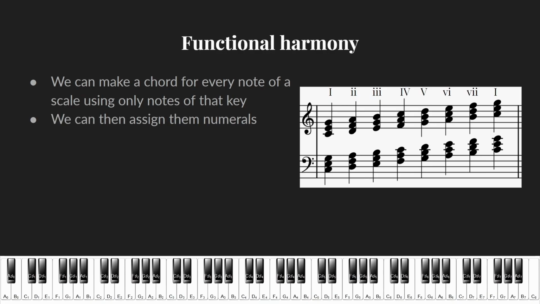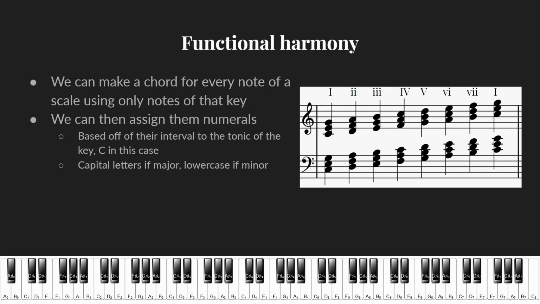So we can give them numbers or numerals. Hope you brushed up on your Roman numerals before this. Where we base it off of their intervals to the tonic of the key. So again, we're in C, so our tonic is going to be C, and that's going to be our home. It's where we base everything off of. And one other thing, if it's a major chord, it's going to be a capital letter. It's going to be lowercase if it is a minor chord.